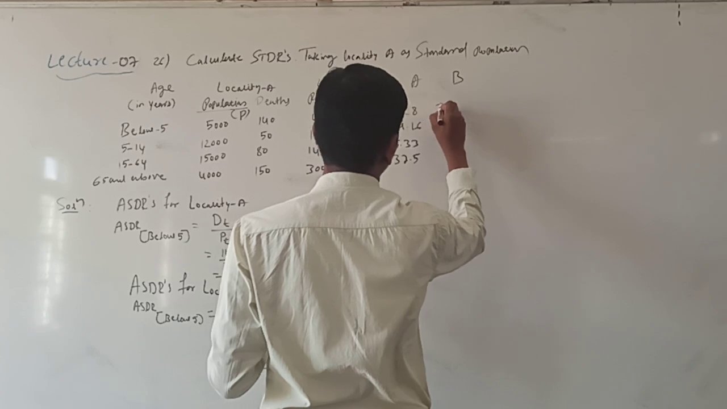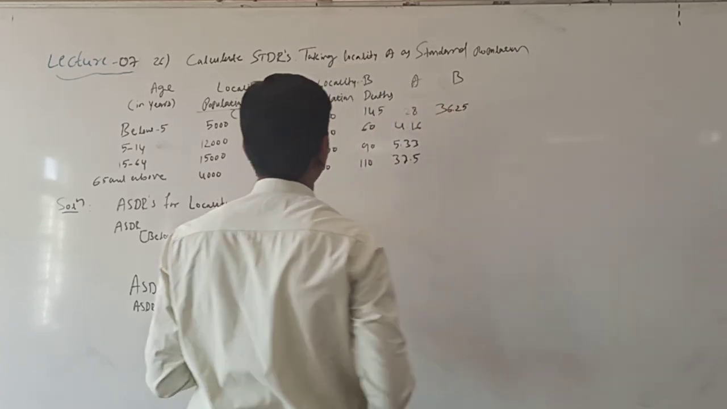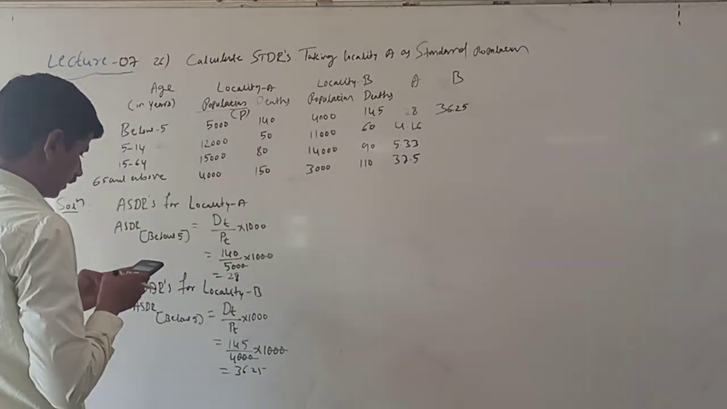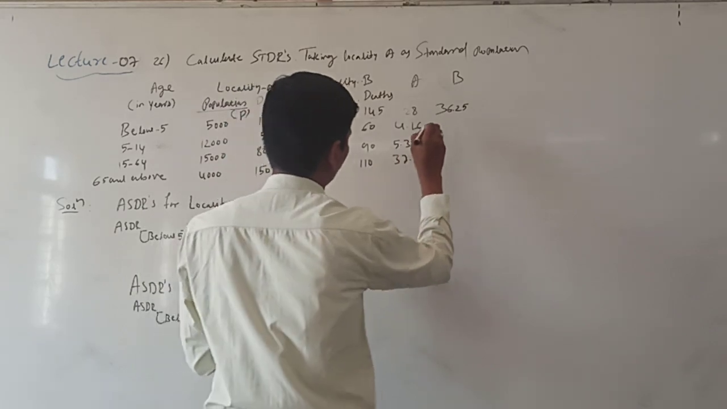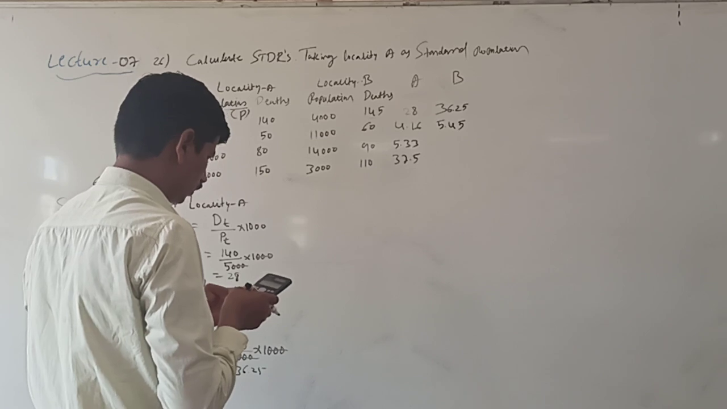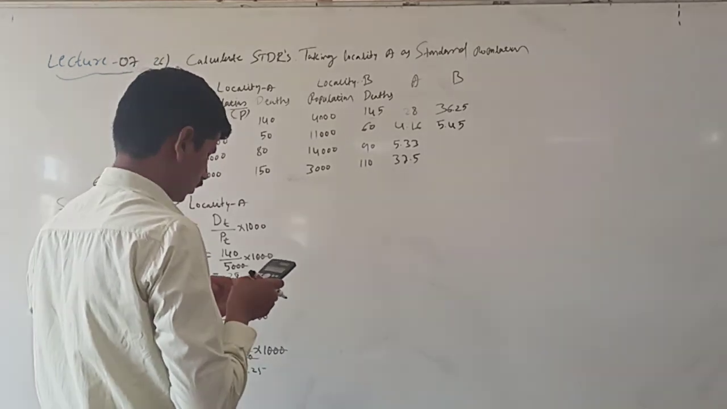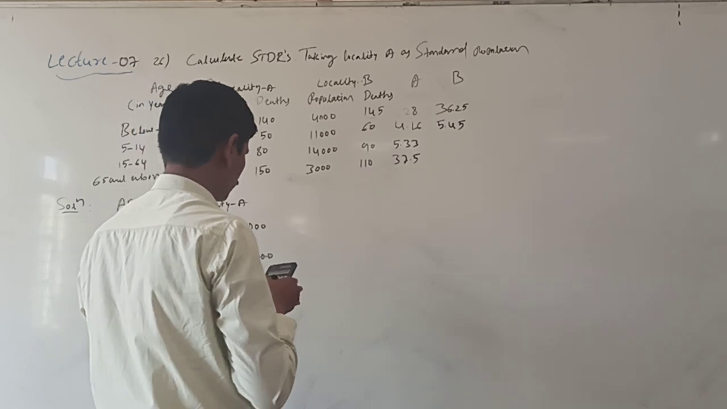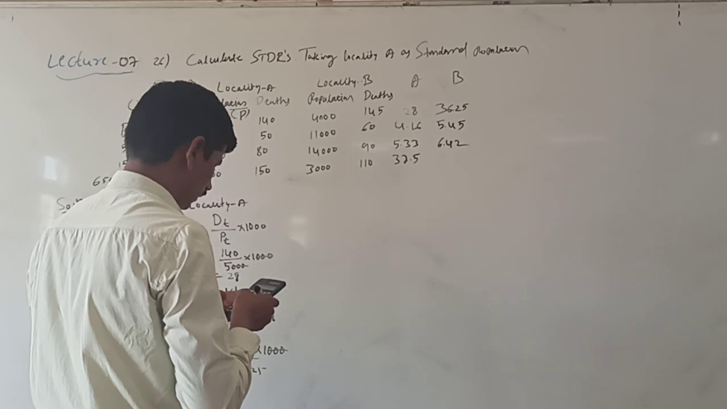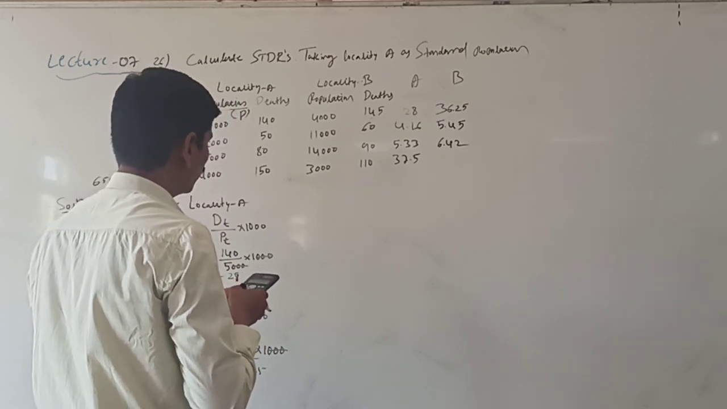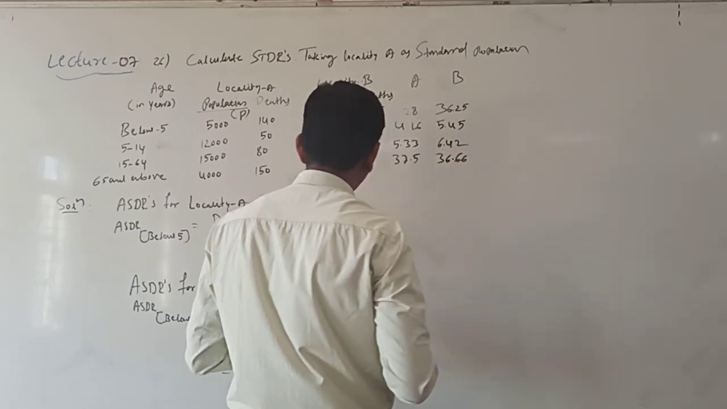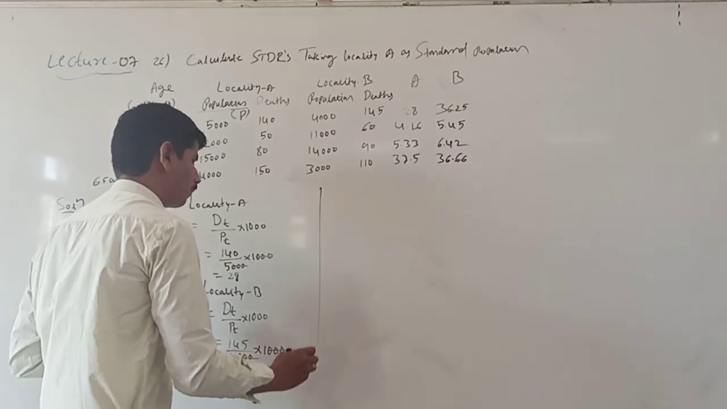36.25. Here the first value is 36.25. The next one, 60 divided by 11,000 into 1000, then we'll get 5.45. The next, 90 divided by 14,000 into 1000, then we'll get 6.42. The next, 110 divided by 3000 into 1000, then we'll get 36.66.